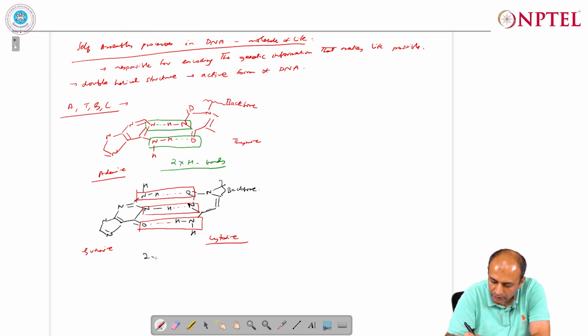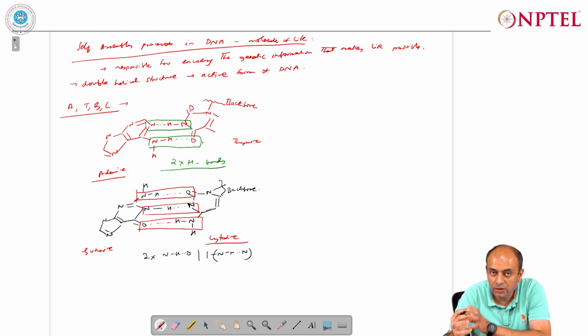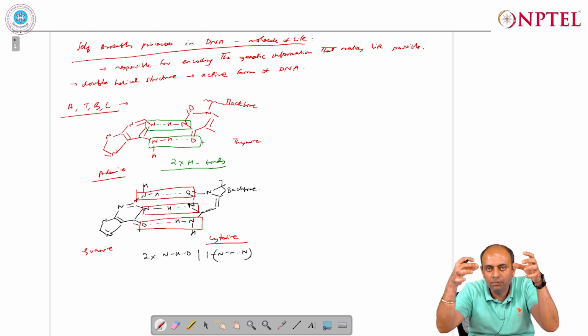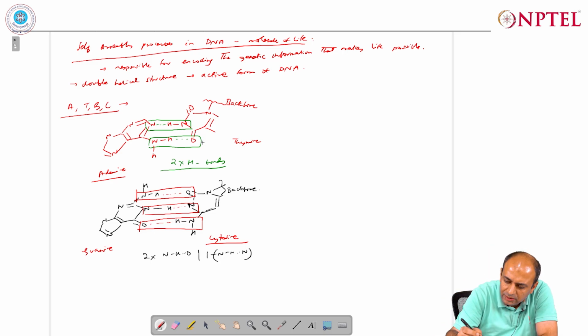So there are two NHO and one NHN hydrogen bond, and here there is a set of NHN and NHO hydrogen bonds. So you see this is a very specific hydrogen bonding pattern. And now once you have these hydrogen bonds between the AT and the GC pairs, let us look at these distances. The distances are slightly long.